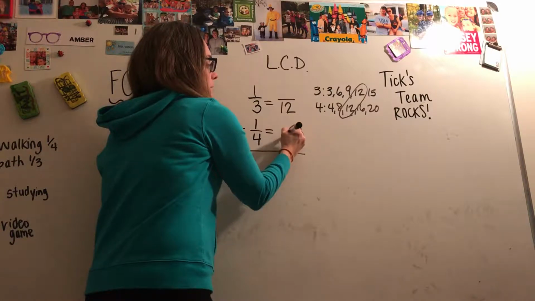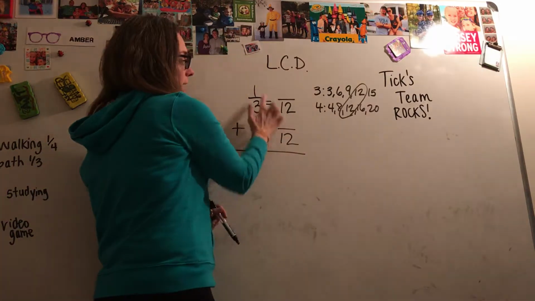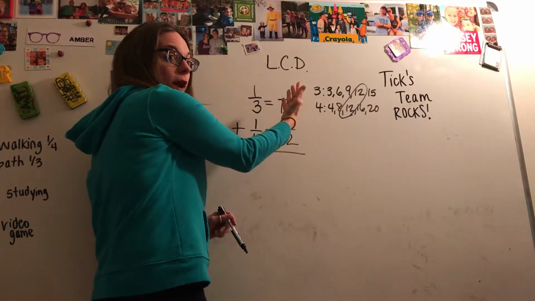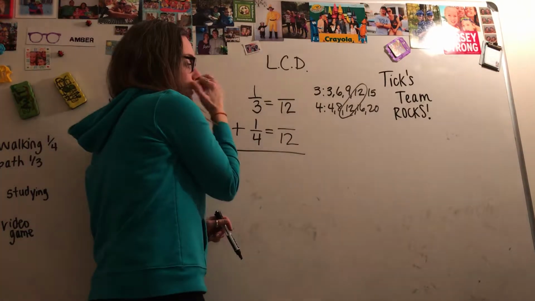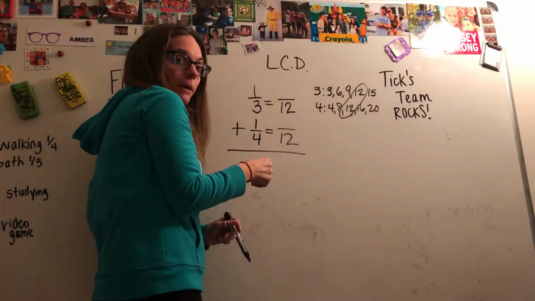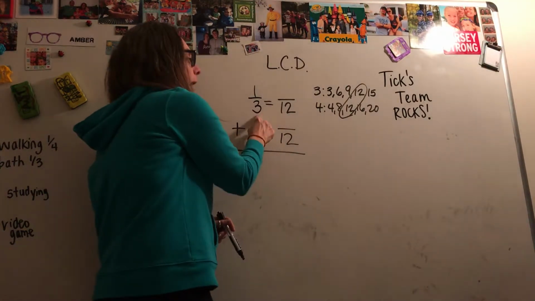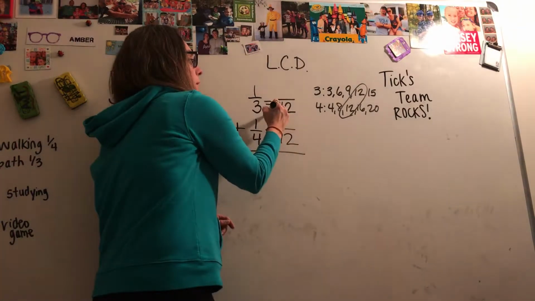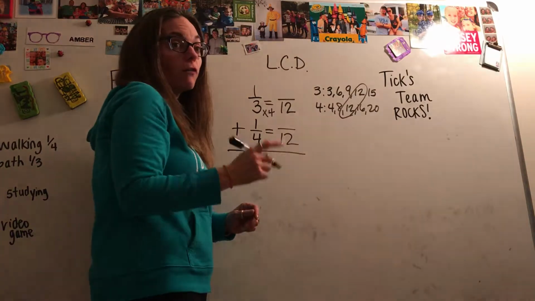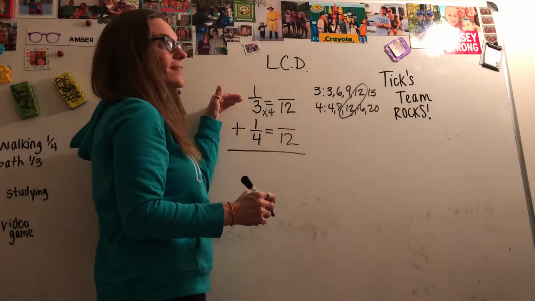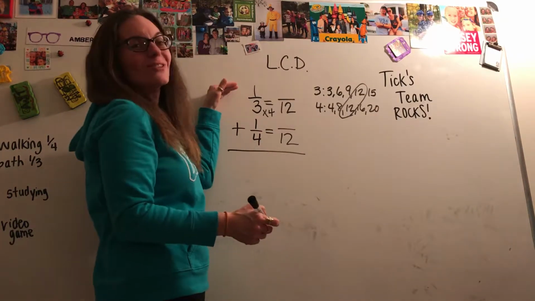The next thing that I need to do, instead of taking this fraction and multiplying it by a random number to get an equivalent fraction, I need to find the pattern here, because in order to add or subtract fractions, you need to have the same denominator. So now I have to determine how many times do I need to repeat 3 to get 12. You know that 3 times 4 equals 12. You also know that whatever you do to the denominator, you need to do to the numerator.